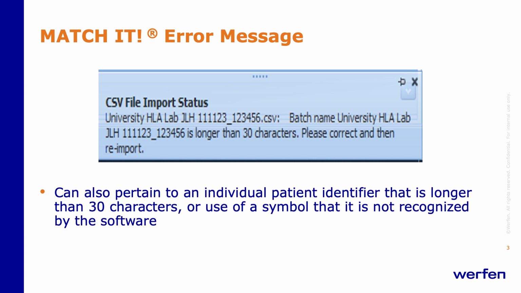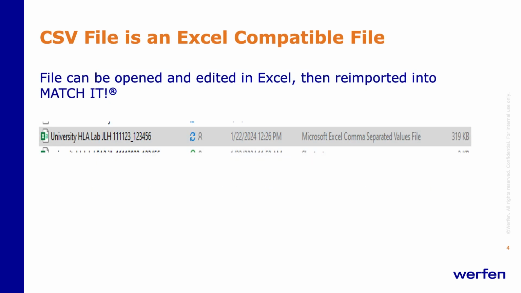But did you know that the CSV file is actually an Excel compatible file? Yes, that file is a Microsoft Excel comma-separated values file, which is where the CSV comes from. And so it can be opened and edited in Excel. And then if you fix it, you can re-import it into Matchit. You don't have to lose it. Boom, you're back in business.